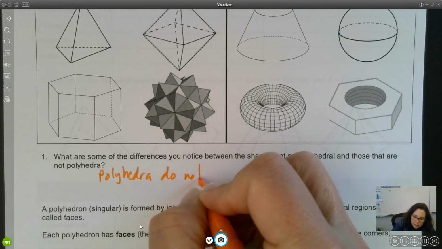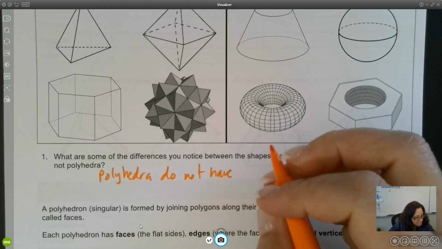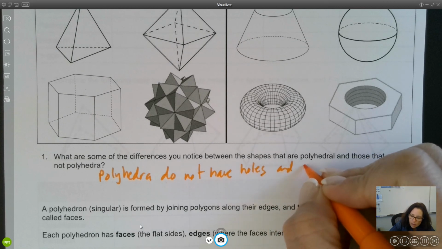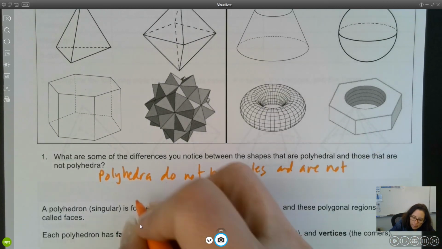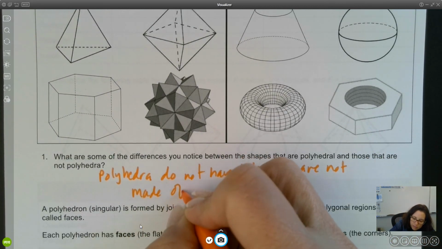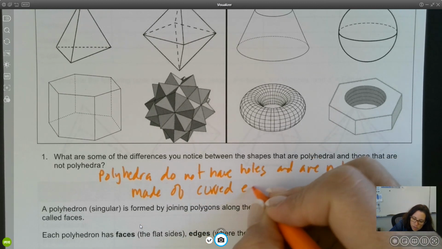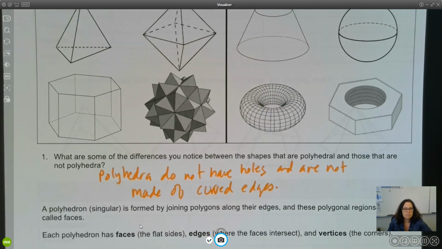All right, so polyhedra do not have holes and are not made of curved edges. A polyhedron, singular, is formed by joining polygons along their edges. And these polygonal regions are called faces.